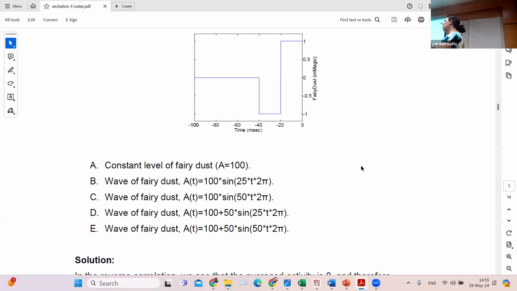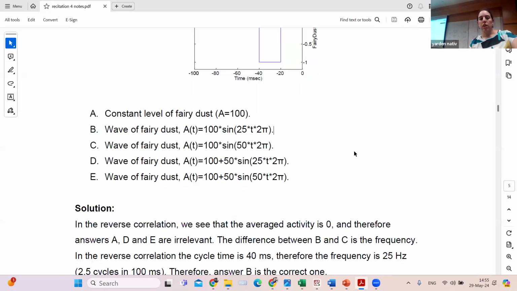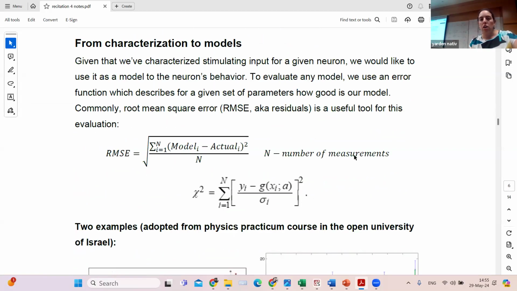It is called reverse correlation, but it is more about the fact that it is reverse, but you don't perform any correlation, right? You're just averaging. So this is a bit misleading definition. Great, okay. So let's go on.